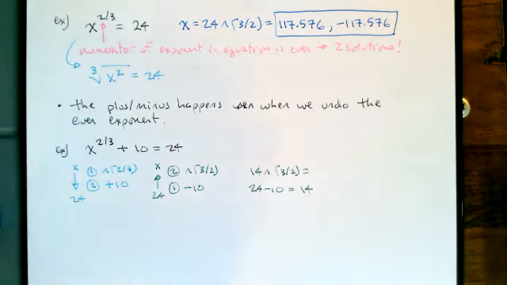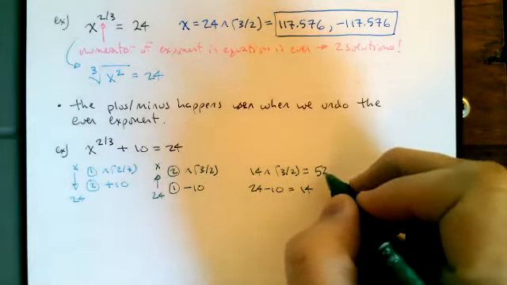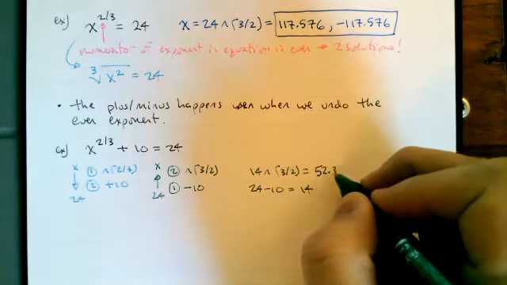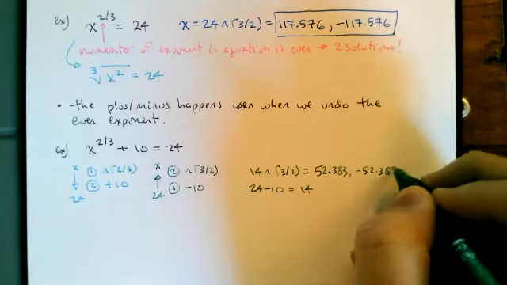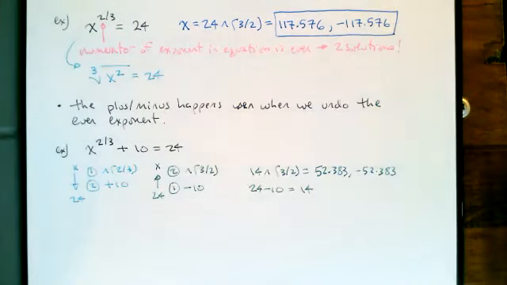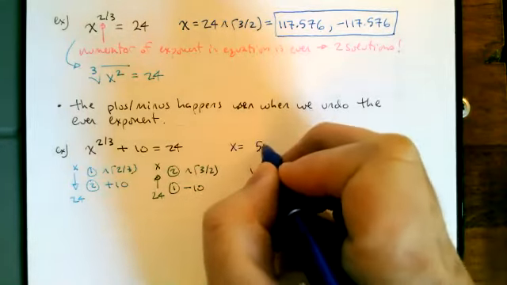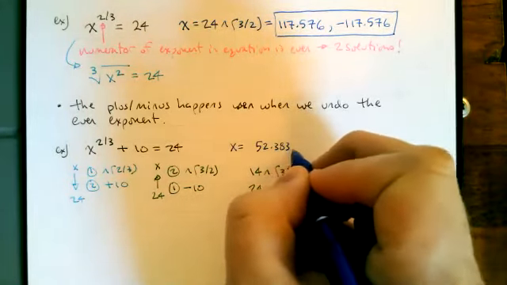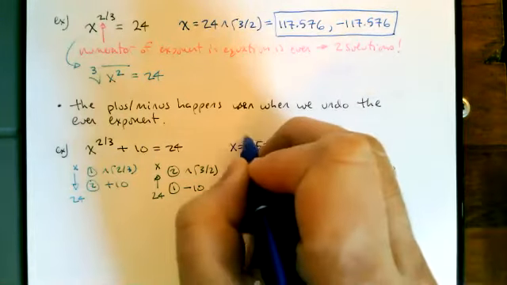Since that was the last operation we needed to undo, those are our two solutions, 52.383 and negative 52.383. So our two solutions are just those, 52.383 and negative 52.383.